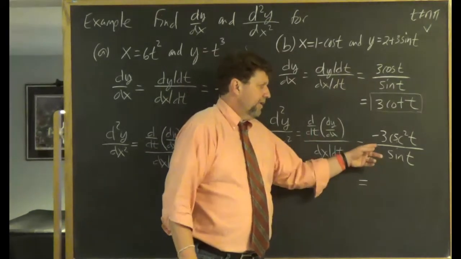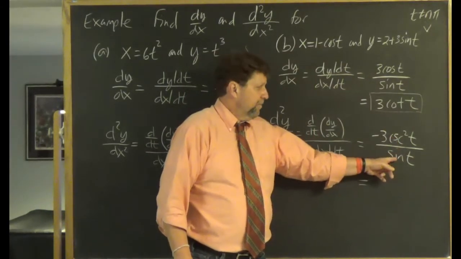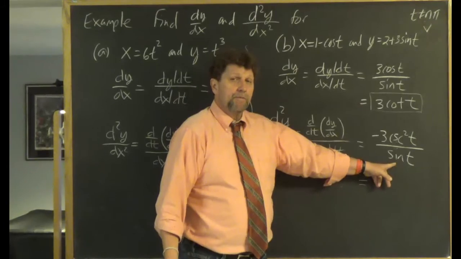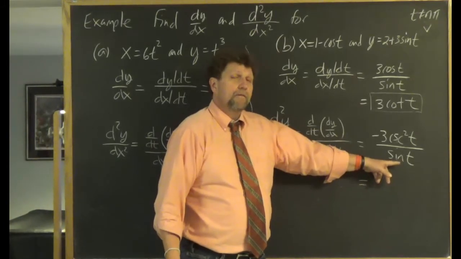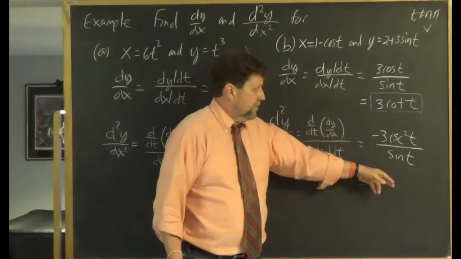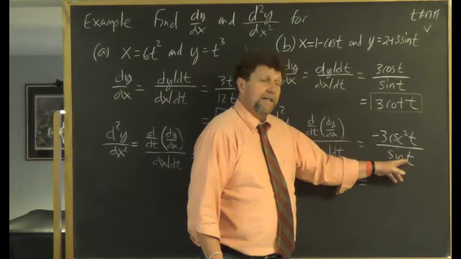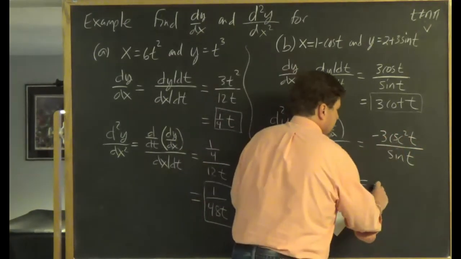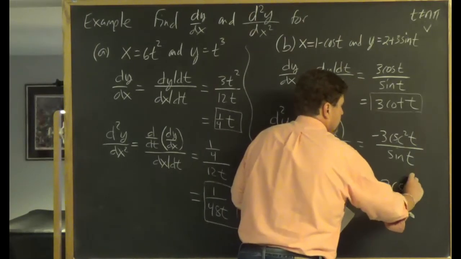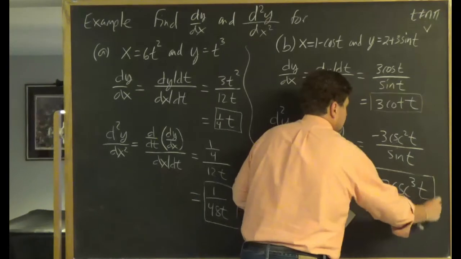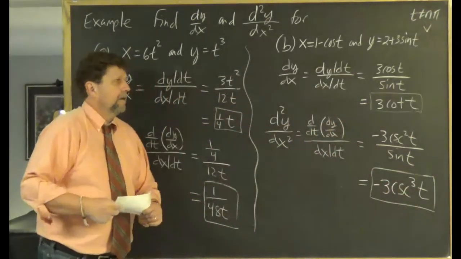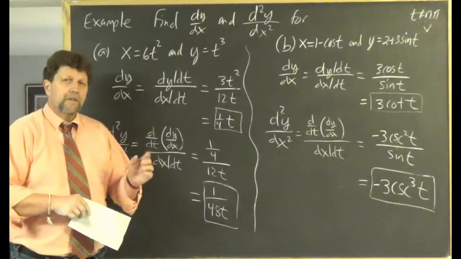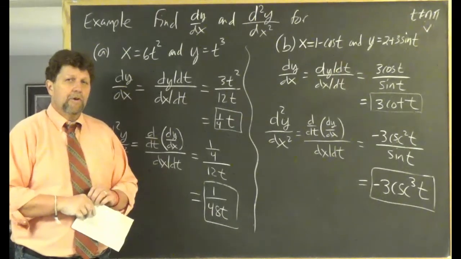And you know what? I can rewrite this because sine and cosecant are reciprocals of each other. So I can write this 1 over sine t as cosecant t and simplify the second derivative down to just negative 3 cosecant cubed t. Not too bad, getting derivatives and second derivatives. So let's head back to the slides and see what we have in store next.